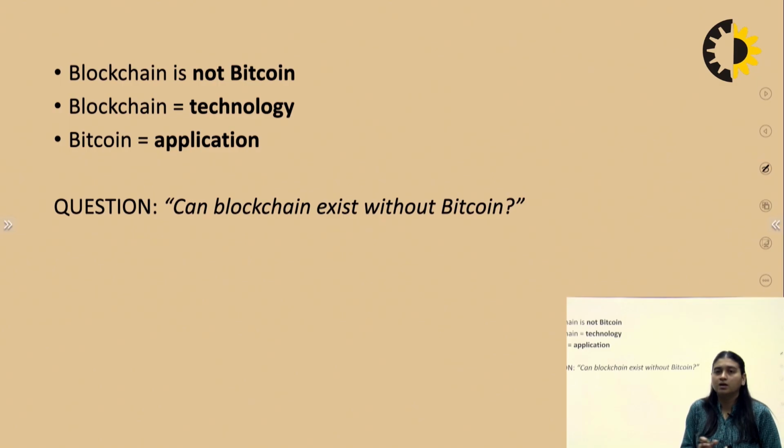So there are many terminologies like Bitcoin, Hyperledger Fabric, or blockchain. Blockchain is a technology, and Bitcoin and Hyperledger Fabric are the platforms. So blockchain is not Bitcoin. It's a whole technology, and Bitcoin is based on that. Blockchain is a technology and Bitcoin is one of the applications. Then the question is, can blockchain exist without Bitcoin? The answer is yes, because blockchain is a technology and we built Bitcoin or such applications on blockchain.